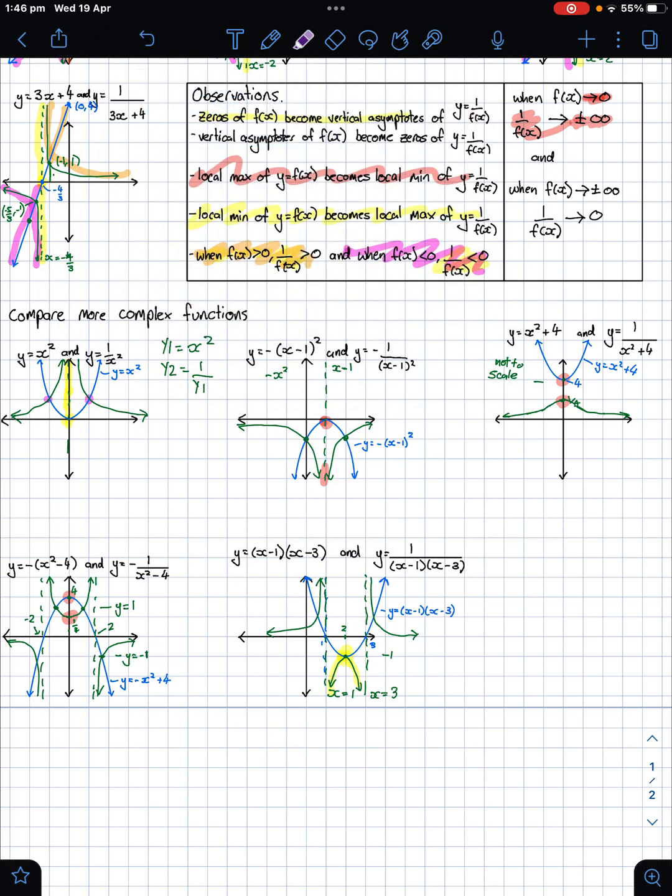Let's go to this. So these ones here, you notice the function here approaches 0. And here, and we end up approaching infinity for each of those ones. So we just need to work out those values.